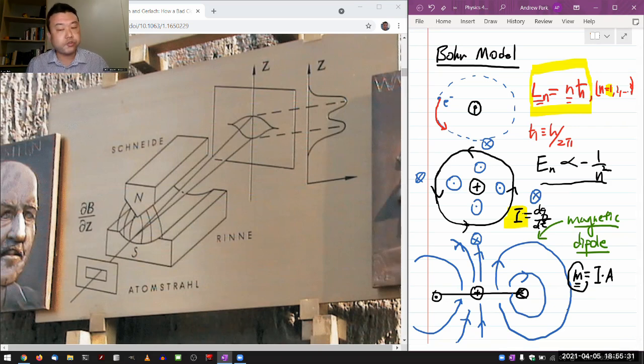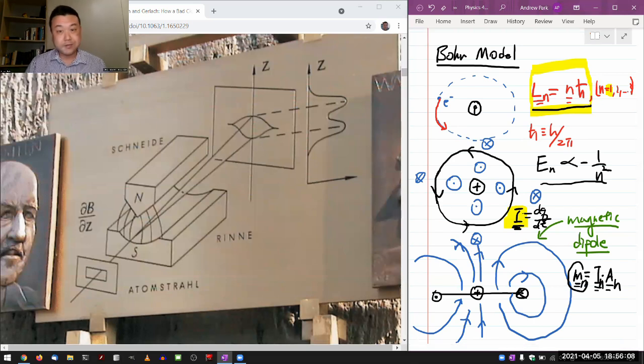If Bohr is truly right about the orbital angular momentum being quantized, it would lead to the quantization of this quantity, current times the area, because there are very specific allowed orbits that fix the area that can be enclosed in the current loop, and there's some specific amount of current associated with that area. So that would lead to a quantized magnetic dipole moment.